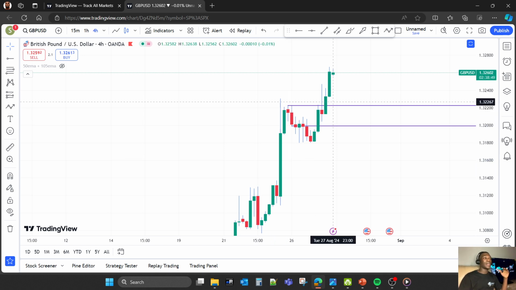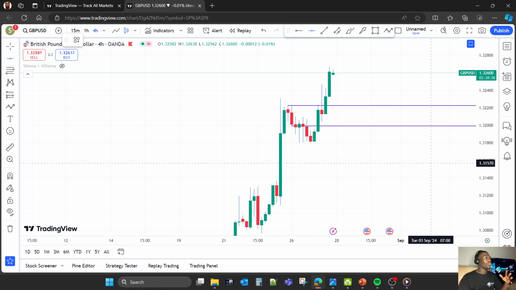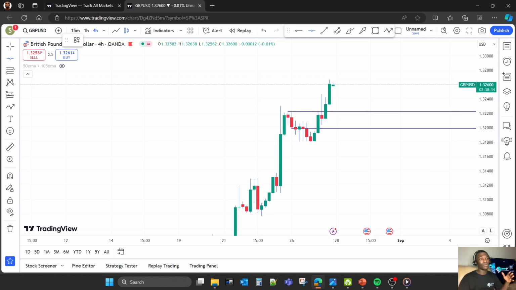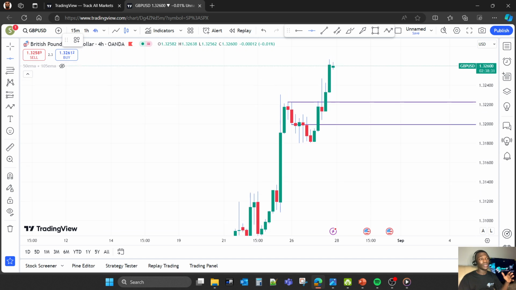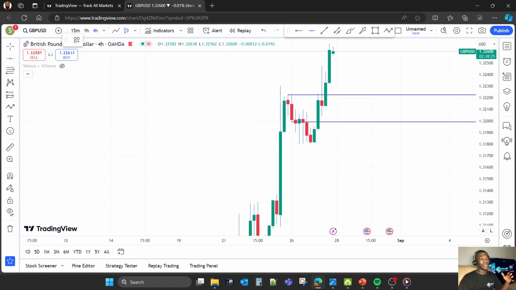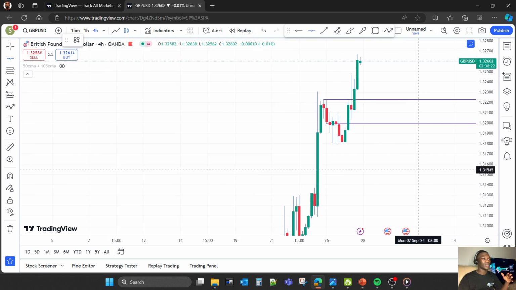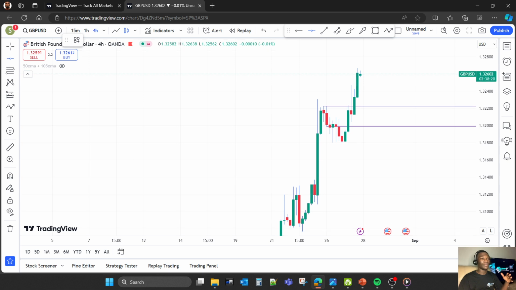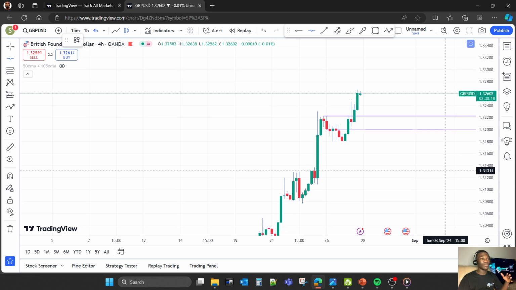After plotting my high and low of the week, I'm going to plot my cycle levels. Cycle levels are just like round numbers, like 5, 10, 15, 20, 25, 30. You plot your cycle levels on the H4 time frame. So now what I want to do is locate where my cycle levels are. Let me shrink my chart a little bit so that I can see more clearly.